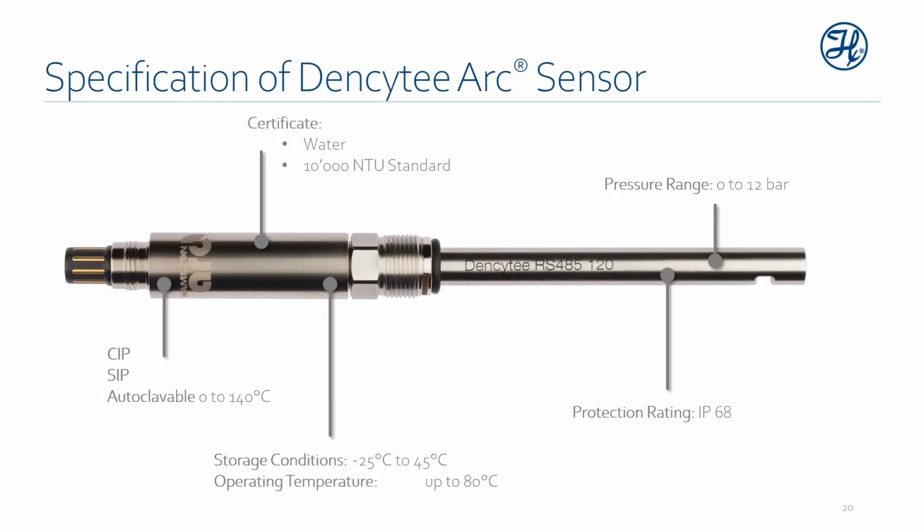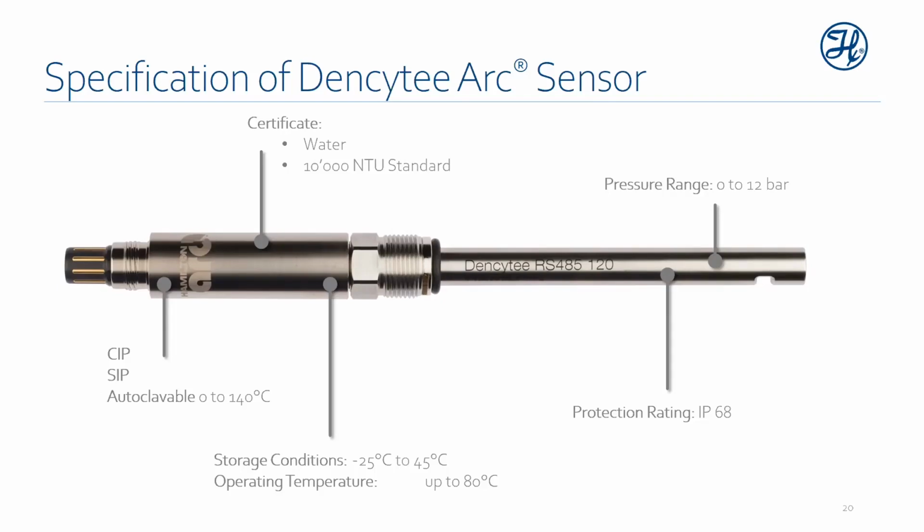This sensor can handle pressure ranges from 0 to 12 bar and is CIP, SIP, and autoclavable up to 140 degrees C. So this sensor is designed in production environment to be in the side bioreactor wall and plugged in. And you don't need to remove it in order to SIP it. It's meant to be SIP'd in place.